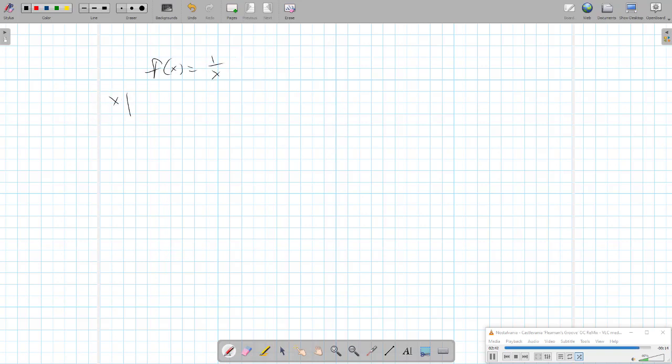Make ourselves a point table. If you plug in 0, you're undefined. You plug in 1, you get 1, 2, you get 1/2, 3, you get 1/3. So 1, 1; 2, 1/2; 3, 1/3.